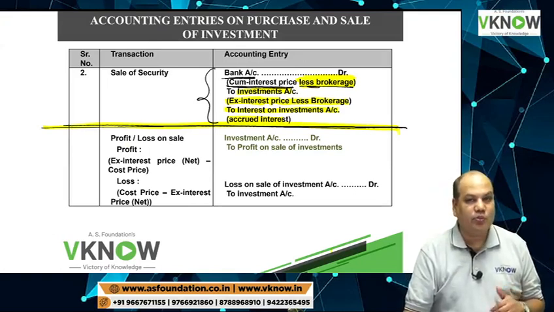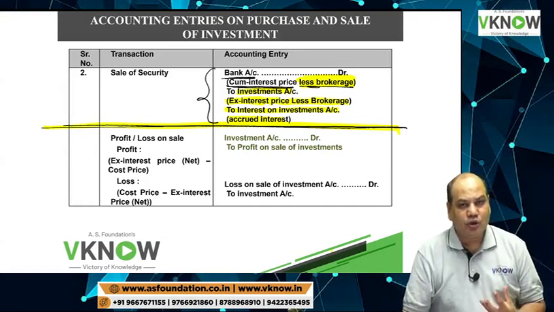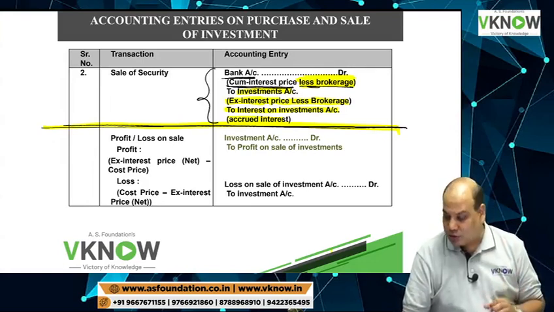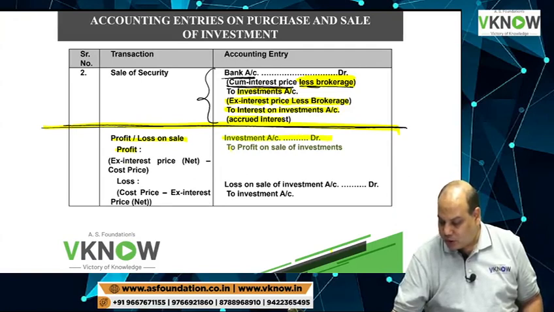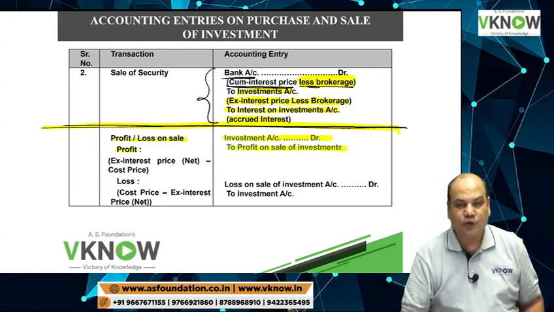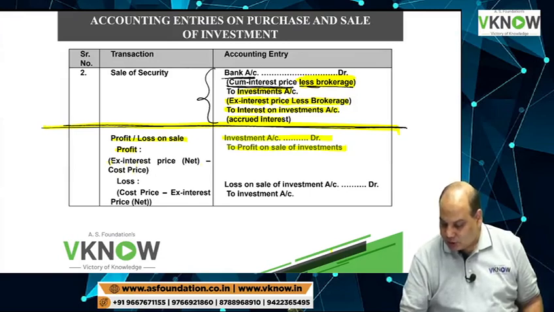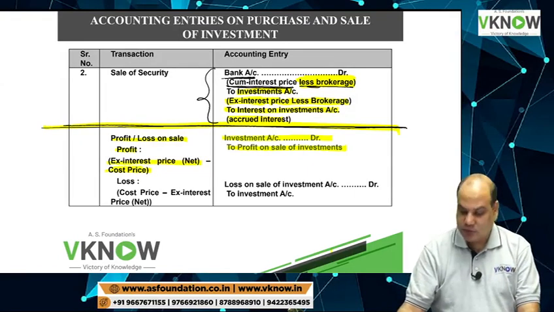Seller has to pass one more entry. Ask me why. Seller has to pass one more entry because he is going to record profit or loss on sale. He is selling, which means there is a gain or loss. So the entry for profit or loss: if there is profit, you will write investment account debit to profit on sale of investment, and the amount is equal to ex-interest price minus cost price. That is where your selling price is more than the cost price.